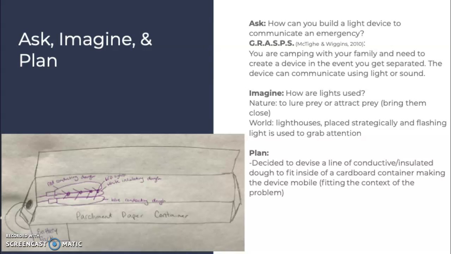So in my plan, you can see it there. It's very, very rough draft. I decided to devise a line of my conductive and insulated dough to fit inside of a cardboard container so that the device would be able to be mobile. Because if you're going camping, I thought of it going into a backpack and how that would work. So it's fitting into the context of the problem that I created.